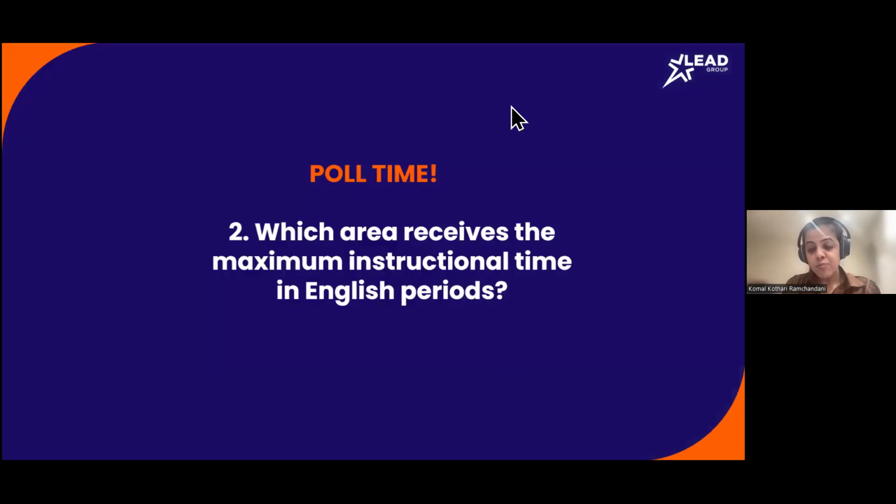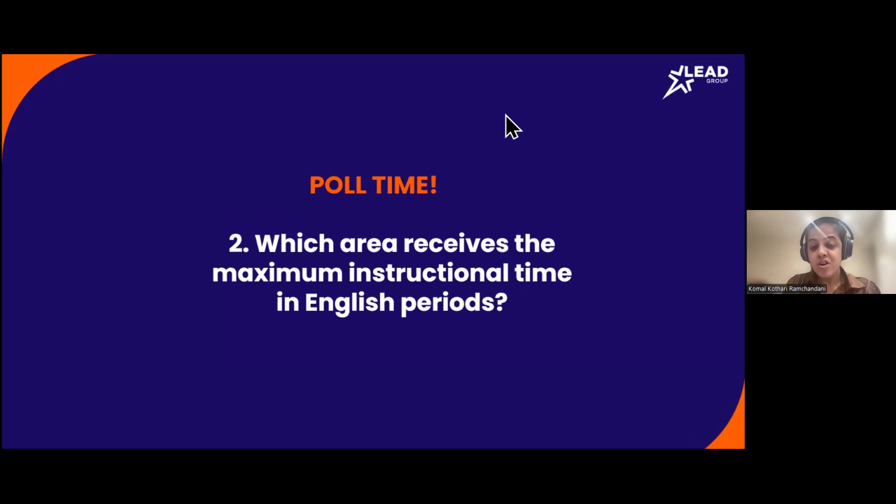Garima, if you could launch poll two, please. So, which area receives the maximum instructional time in English periods? If you look at the English class, where does most of the instructional time of the teacher go? Is it grammar rules, textbook reading, writing answers for exams, speaking and listening, or vocabulary building?